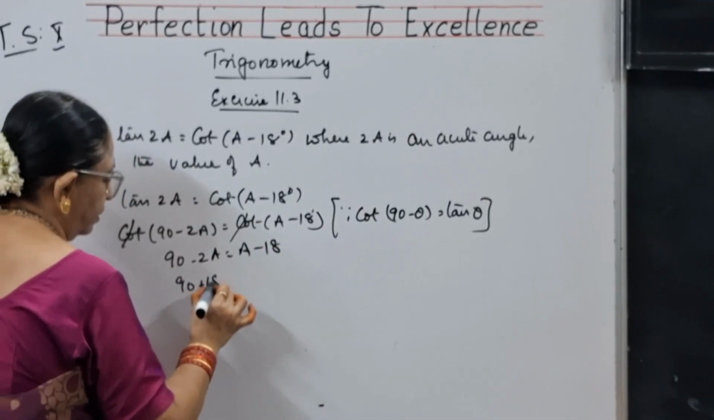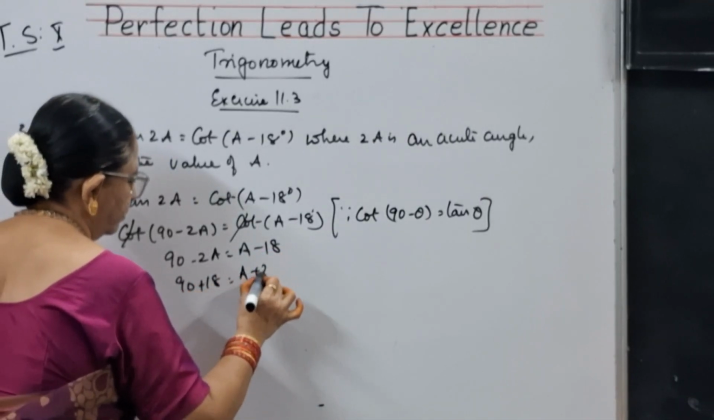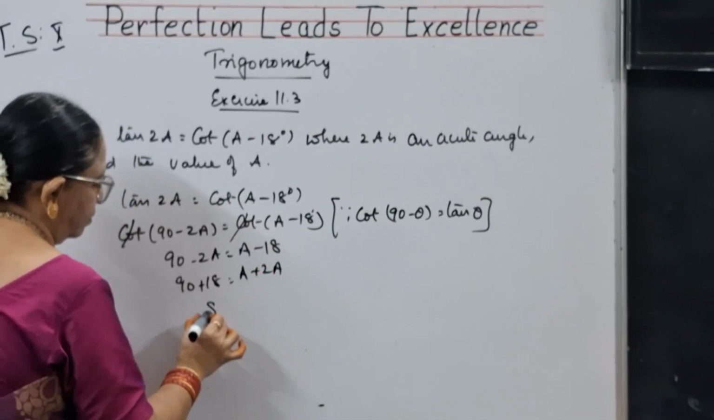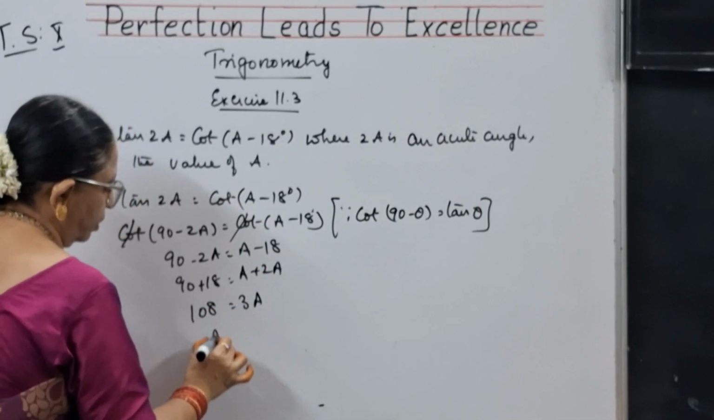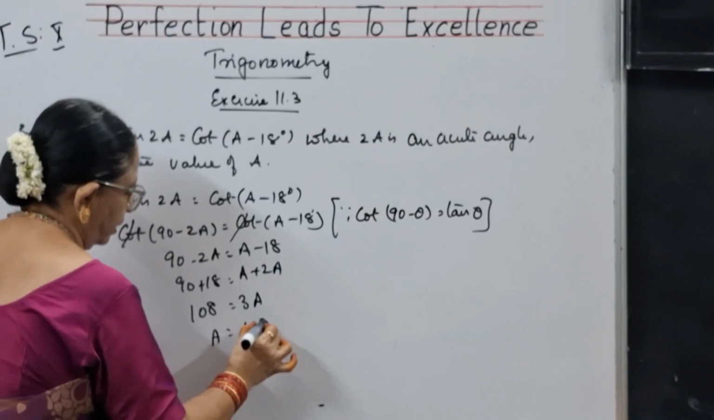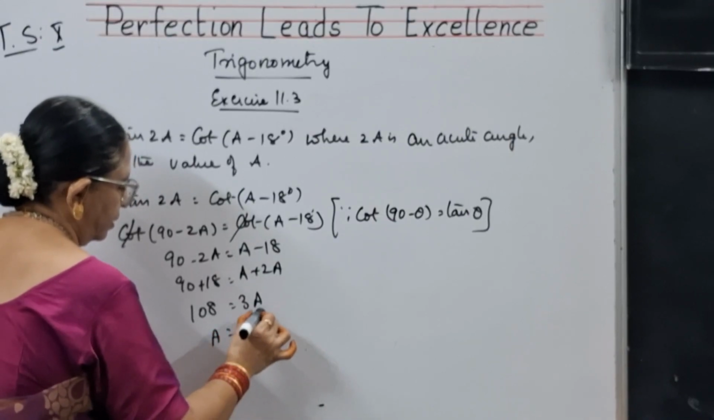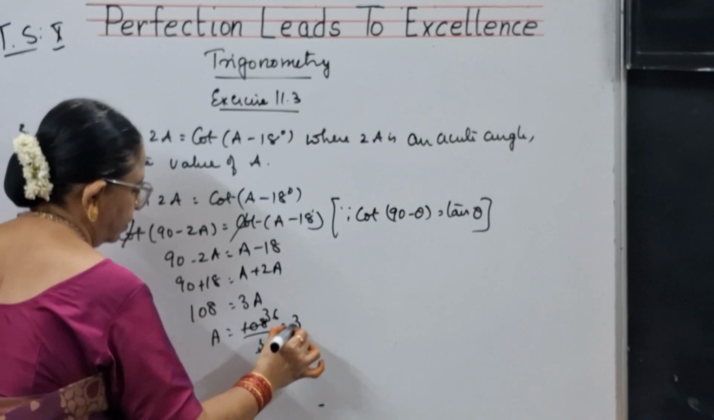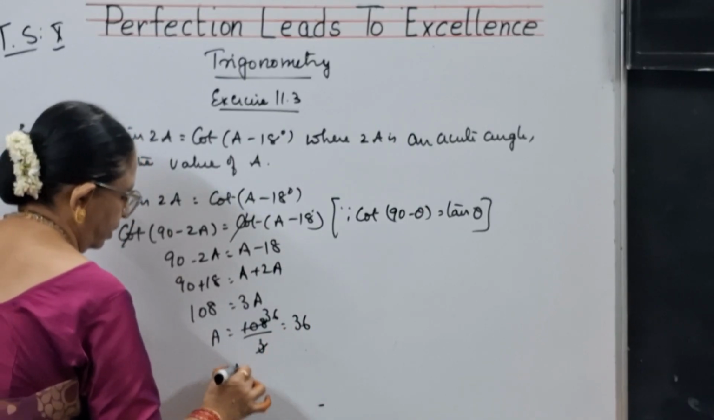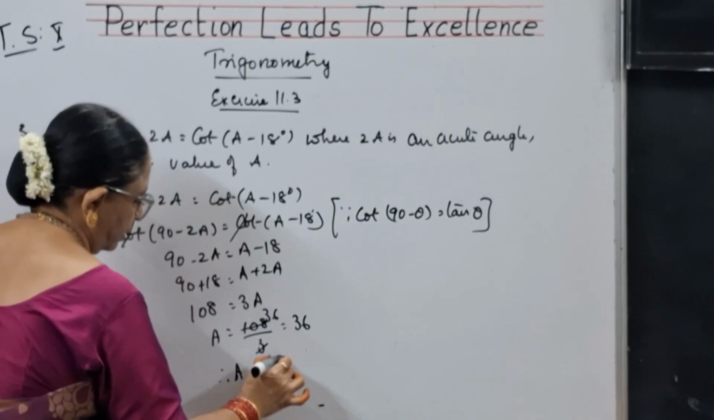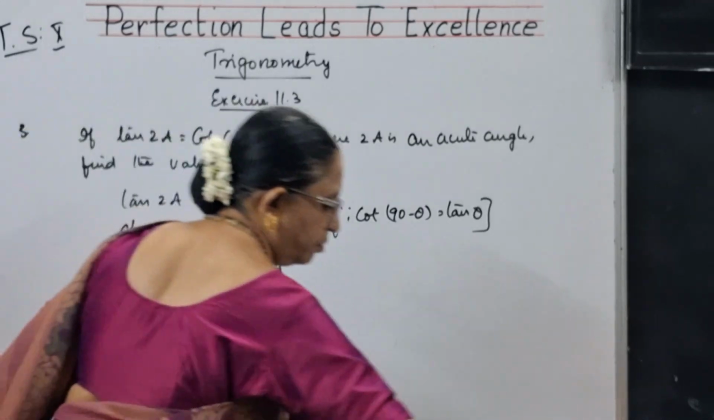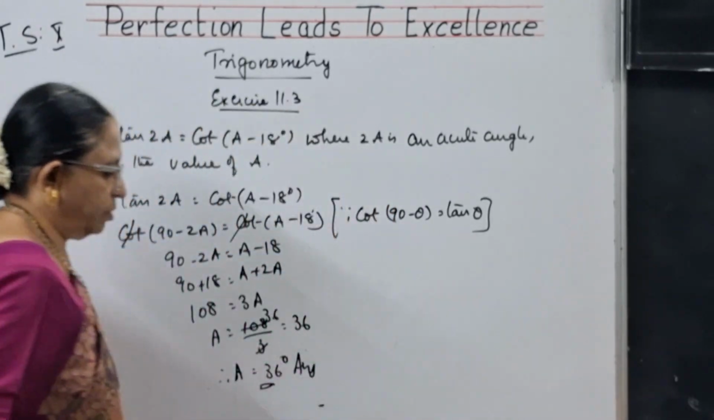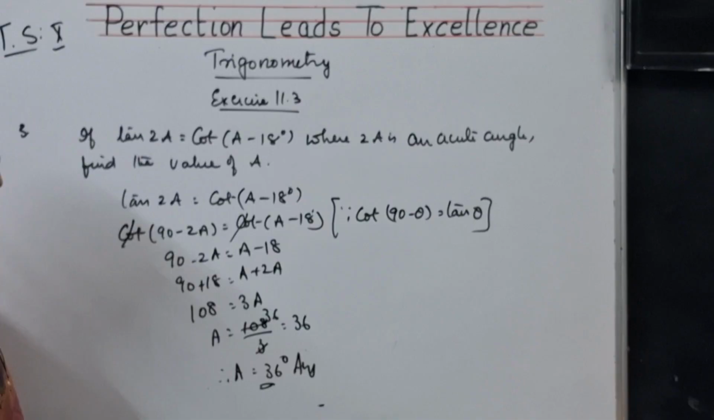90 plus 18 is equal to a plus 2a. This is 108 is equal to 3a. So what is a? 108 by 3. 3 3s are 9, 3 6s are 18, so 36. Therefore, a is equal to 36 degrees is the answer, children. Please note it down. This is the third problem.